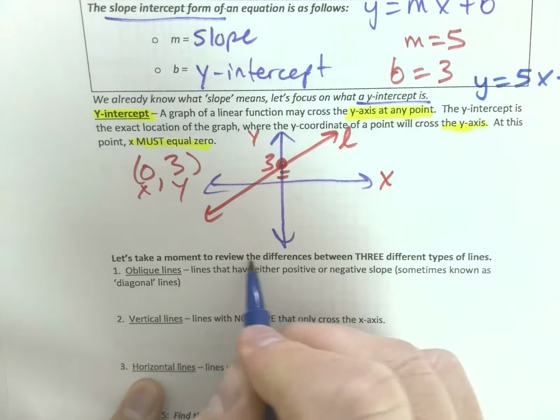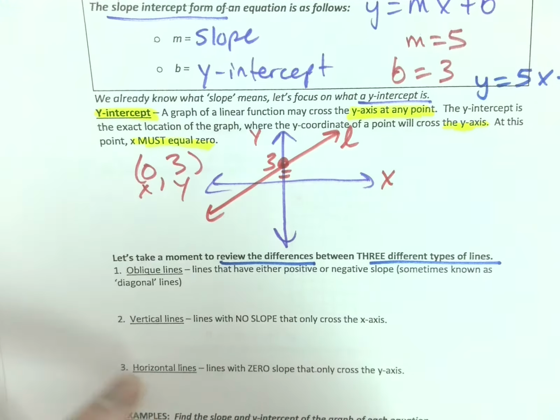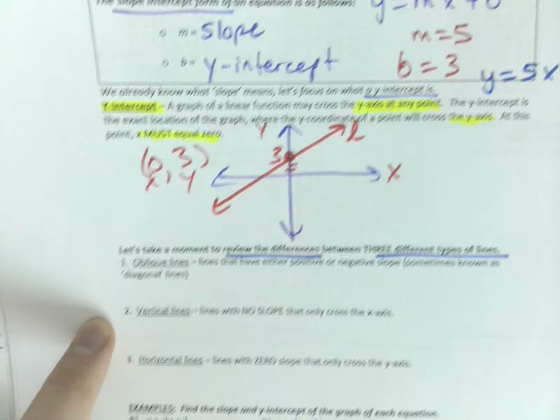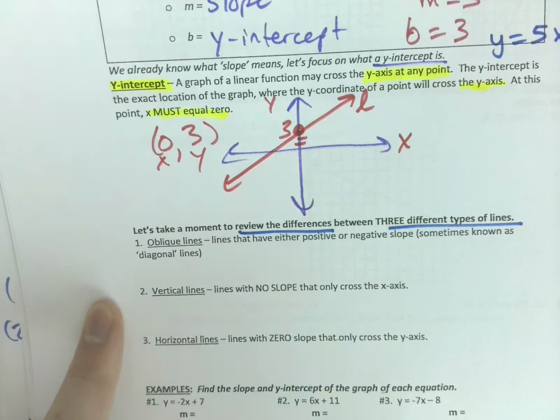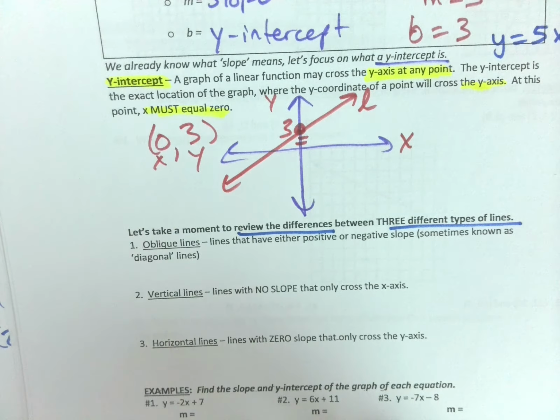And we're going to talk about the differences between these 3 types of lines. Go ahead and draw a picture of each of these if you want to, and then you'll read over it. And then we'll talk about it here in a couple minutes.